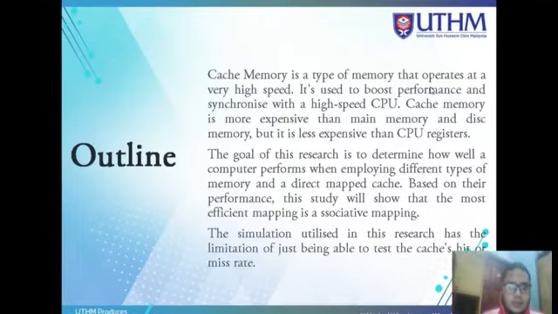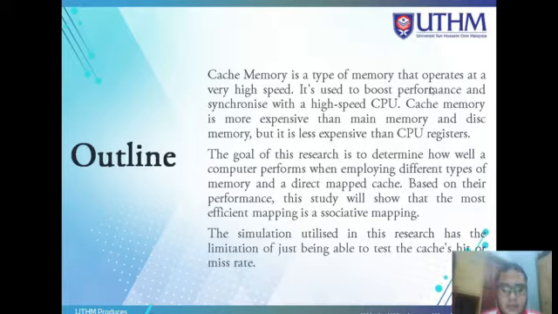For the outline, cache memory is a type of memory that operates at very high speed. It is used to boost performance and synchronize with the high-speed CPU. Cache memory is more expensive than main memory and disk memory, but it is less expensive than CPU registers.